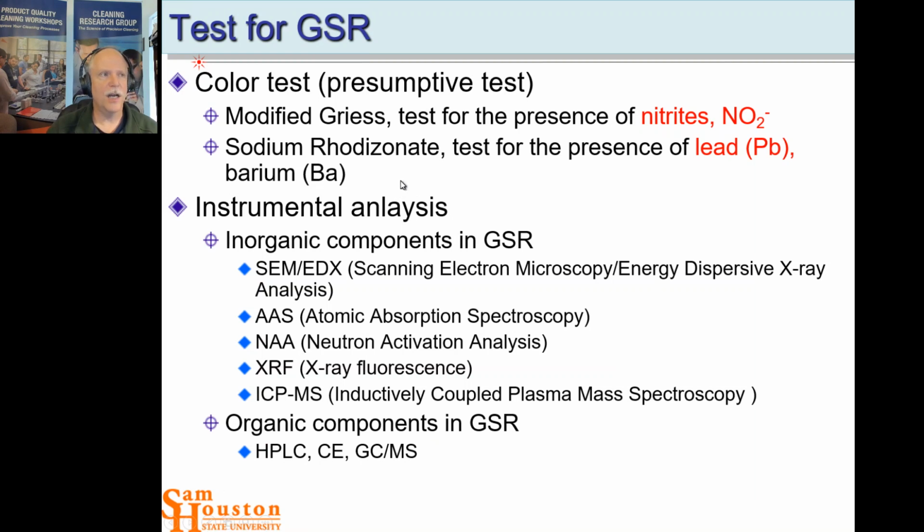So these color tests for the gunshot residue, these are presumptive tests. We have the modified Griess test and the sodium rhodizonate test. The Griess test tests for nitrites, and then the rhodizonate test tests for lead and barium, in particular lead though. And then if you were to take that swab of the clothing and so on, you could send it off for analysis using SEM, scanning electron microscopy, and then other techniques are also available for atomic composition.